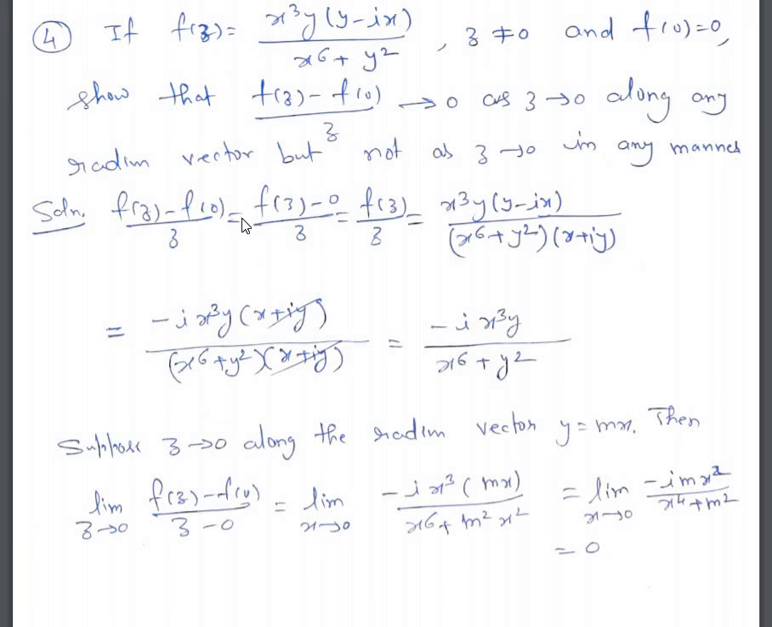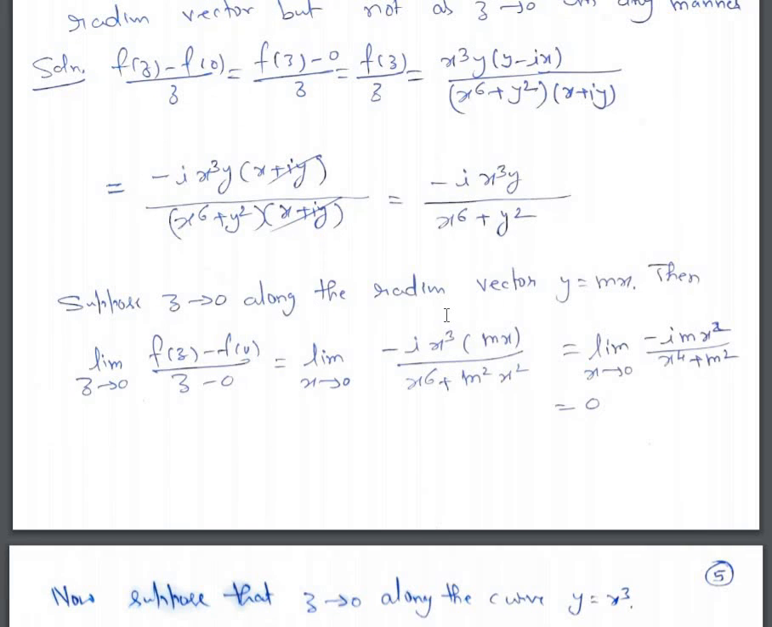So let's simplify this. (f(z) minus f(0)) upon z is equal to f(z) upon z. f(z) is this x cube y (y minus ix) upon (x to the power 6 plus y square), and z is x plus iy. Take minus i common from here. We have minus i into x cube y (x plus iy) divided by (x to the power 6 plus y square) into (x plus iy). x plus iy gets cancelled. So we are left with minus i into x cube y upon (x to the power 6 plus y square). Now we have to show that this limit tends to 0 when z tends to 0 along any radius vector.